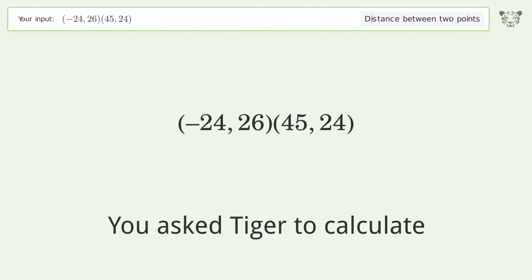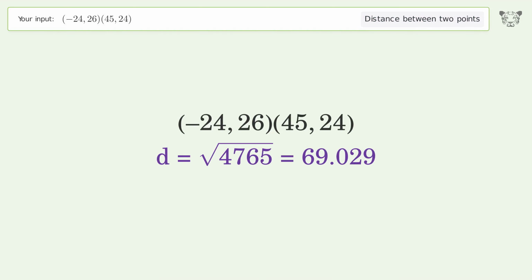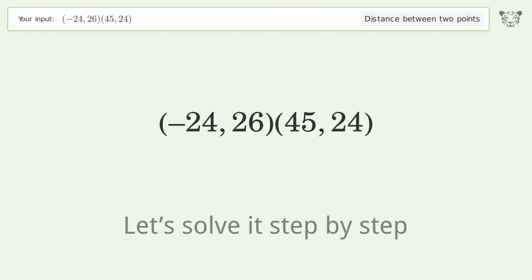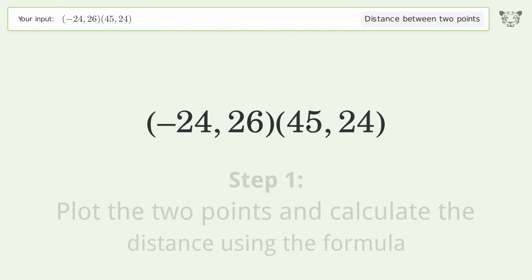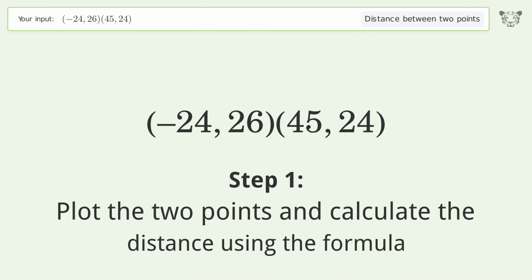You ask Tiger to calculate. This deals with the distance between 2 points. The distance between the 2 points is the square root of 4,765 or 69.029. Let's solve it step by step. Plot the 2 points and calculate the distance using the formula.